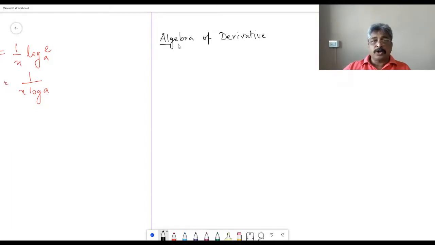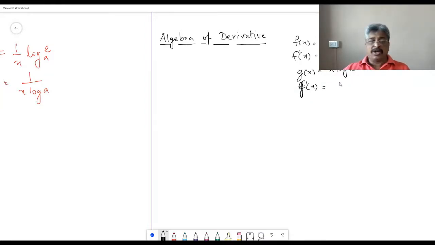Why do we want to do this? Because suppose we have two functions additive. Suppose f of x is equal to x plus log x, and I want to find out f dash of x. Then what do I do? Shall I take derivative of each one of them and add them? I don't know whether it is correct or not. If I have g of x, which is product of two functions, x log x, what do I do?